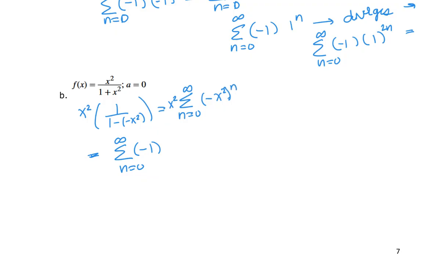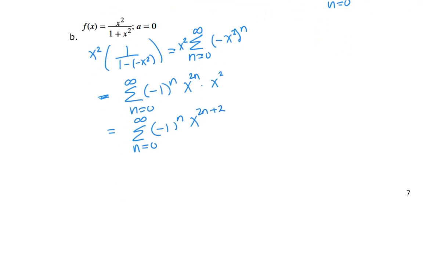This is going to be negative 1 raised to the n and x raised to the 2n. And then since I brought in that other x squared, I'm going to have x squared. So this is going to be the summation of n equals 0 to infinity of negative 1 to the n, x raised to the 2n plus 2. I think I might just leave it as 2n plus 2.